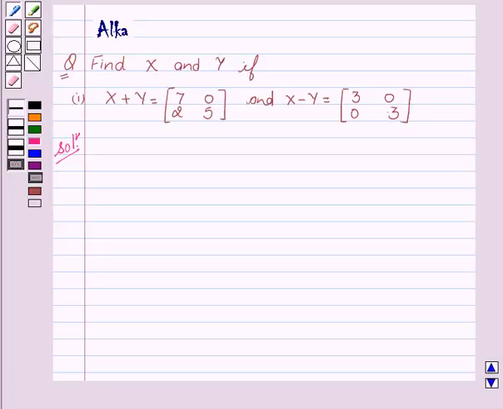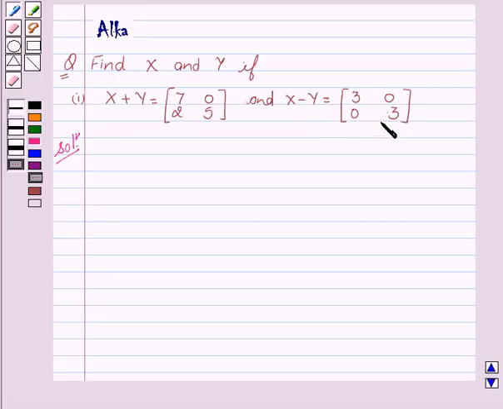I am Alka. We are going to discuss matrices. Our given question is, find x and y if x plus y equal to matrix 7, 0, 2, 5 and x minus y equal to matrix 3, 0, 0, 3.